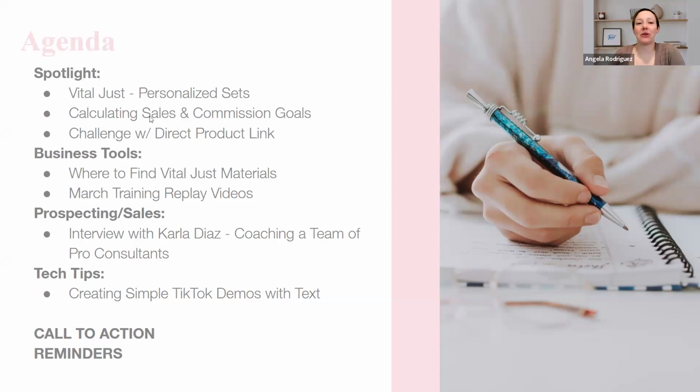Then we will do our regular calculating sales and commission goals with those sets. We'll have a challenge with the direct product link. We're going to find Vital Use materials for business tools, and also we'll go over where to find the replays for those trainings that we had this month.